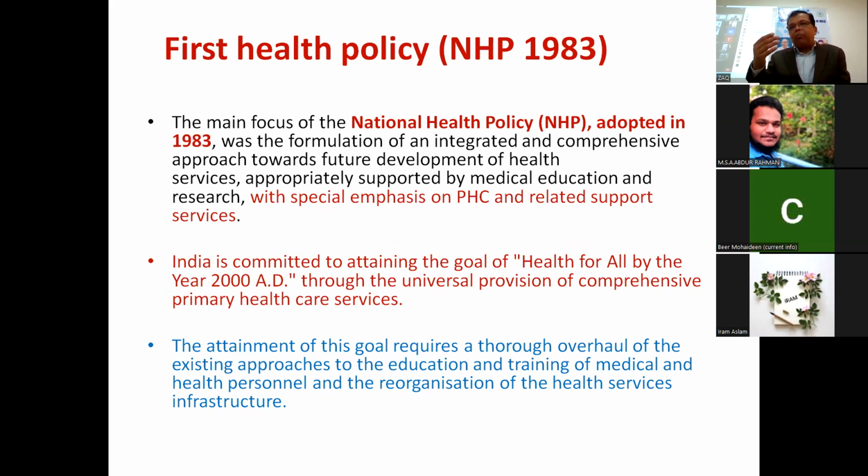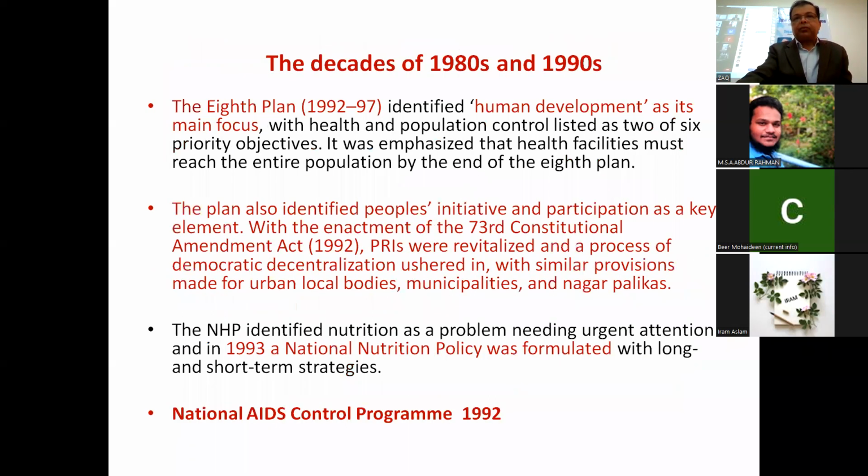And so in that backdrop, the National Health Policy 1983 came into existence. It tried to address several important components. It tried to address how can we think of achieving the target of health for all by 2000. So this policy document is talking about that.